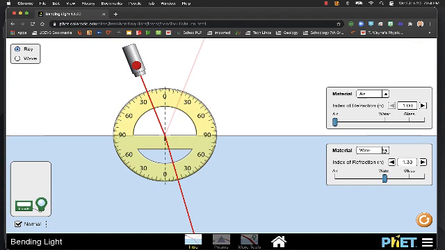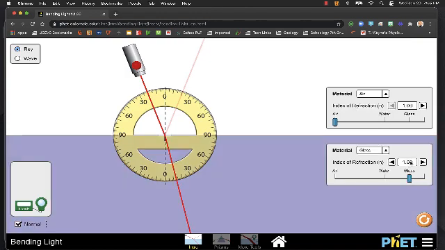But if we change the density of water, say to salt water, that's going to make our index down here greater than 1.33. Or if we change this to glass, our index of refraction is going to be 1.5. So we have to know those items. We have to know the angle of incidence, and then we have to know the index of refraction for the two different types of materials.